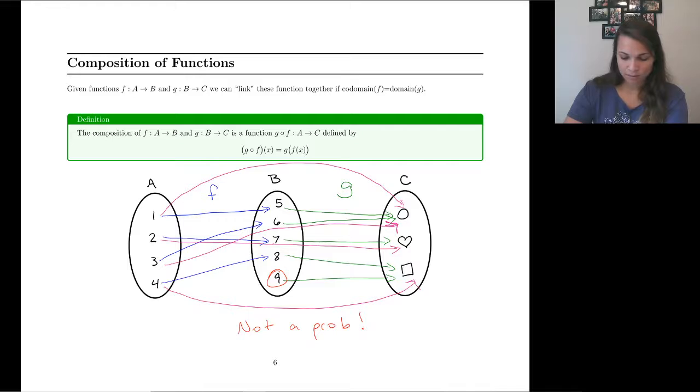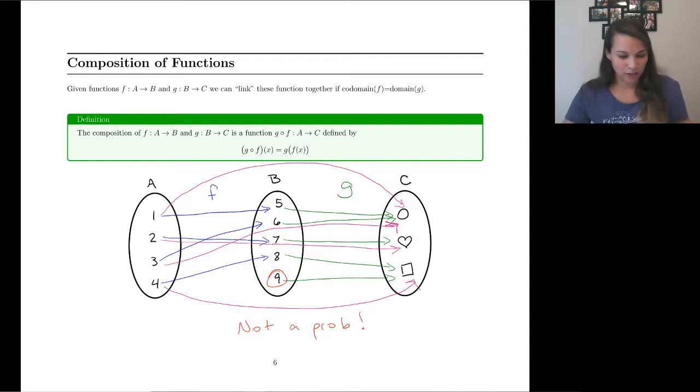Yes, we kind of skipped over this 9. That's not a problem. Everything got mapped to exactly one place over here in C. So we haven't broken any rules. We just need the codomain of F to equal the domain of G. We don't need the range of F to match up with the domain of G. It's okay to have extra things. Okay, I think I have beat that horse to death now.